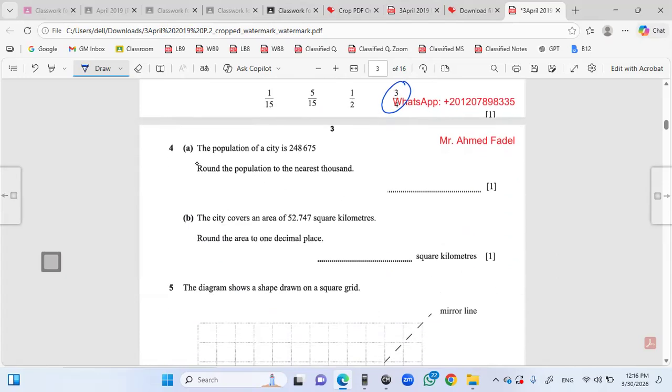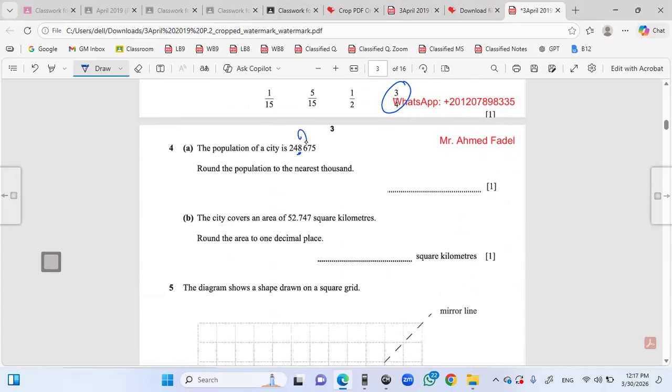Here is saying the population of a city is 248,675. Round the population to the nearest thousand. So the thousands is here. Look at the digit that is after it. Is it strong or weak? Is it 5 or more or less than 5? It's 5 or more, which means it's stronger. So the 8 will become 9.